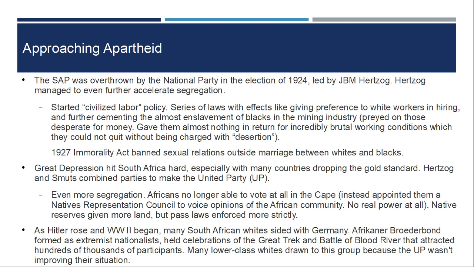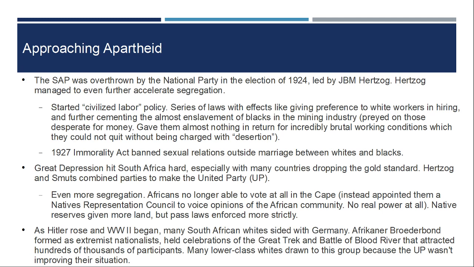Hertzog and that guy from the South African Party, Smuts, they get together to make this thing called the United Party, the UP. And they segregate South Africa even further. So prior to this, I mentioned that pretty much no Africans could vote, but there were some that had been able to vote prior to the Act of Union, and that ability to vote was carried over. Well, now, if you're African, you do not get to vote at all in the Cape. Other areas, you got very limited stuff, but in the Cape, nothing.